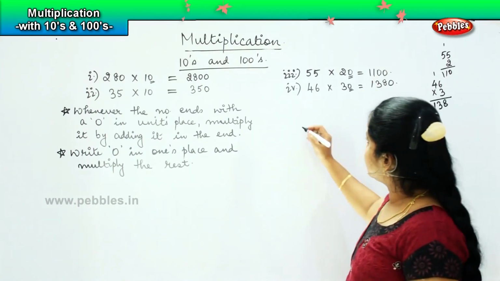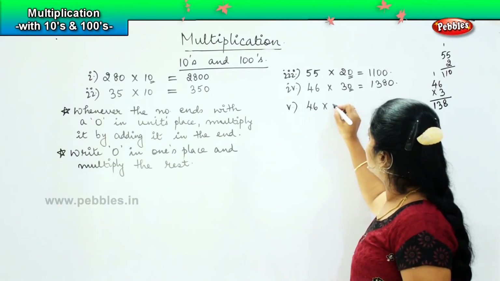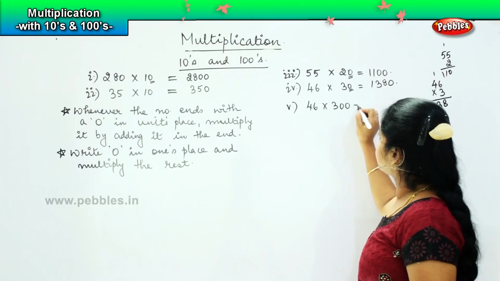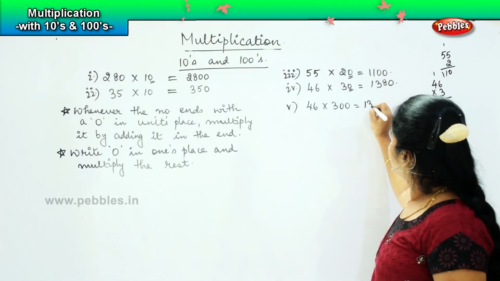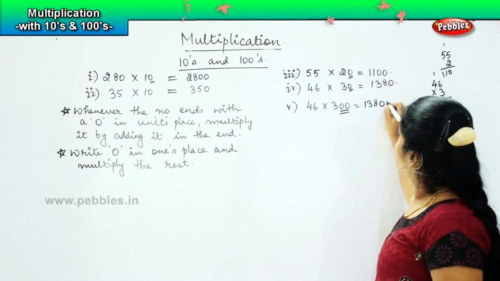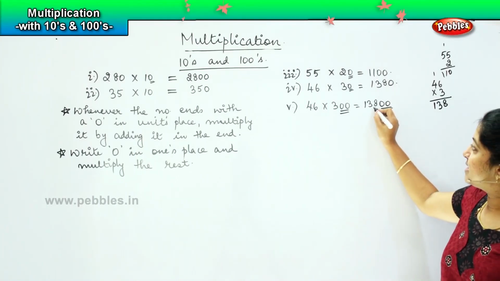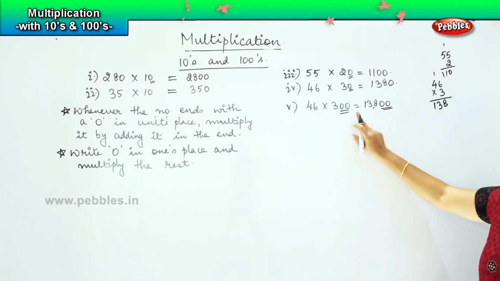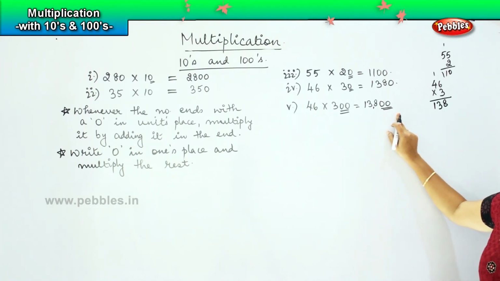Okay. Now assume that if I have 46 into 300. Okay, in that case my answer will be 138, and these two zeros I will be adding here. Okay, so how many zeros are added towards the end? That many zeros we will be adding to the back of our answer.